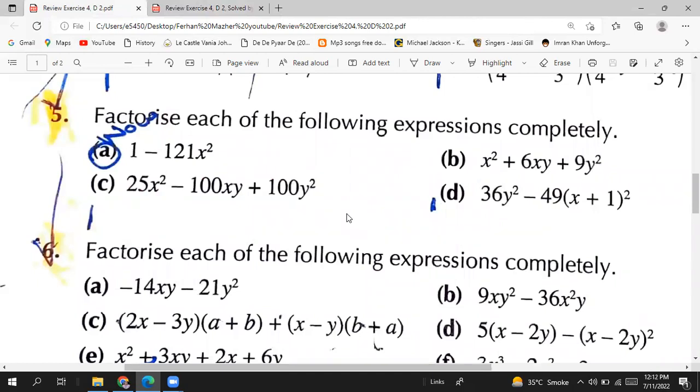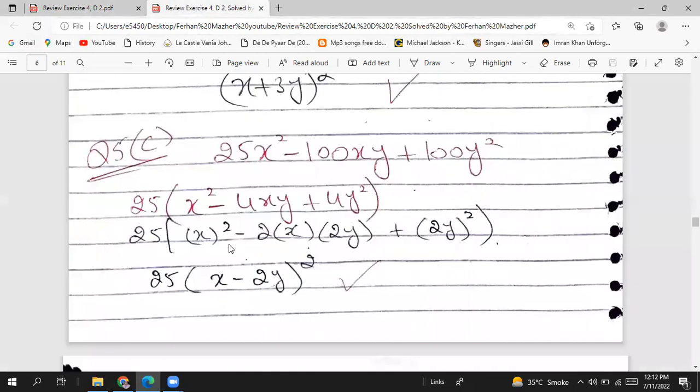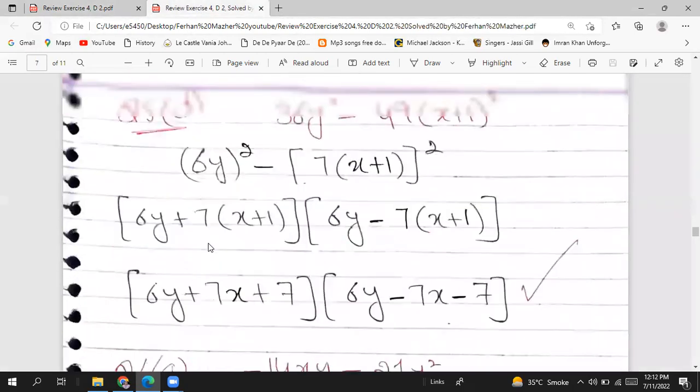Question number 5 is D part. It says 36y square minus 49 bracket x plus 1 whole square. So you can see these two are perfect squares. This is 6y whole square. This is 7 bracket x plus 1 bracket whole square. So this is two perfect squares and a negative between them.